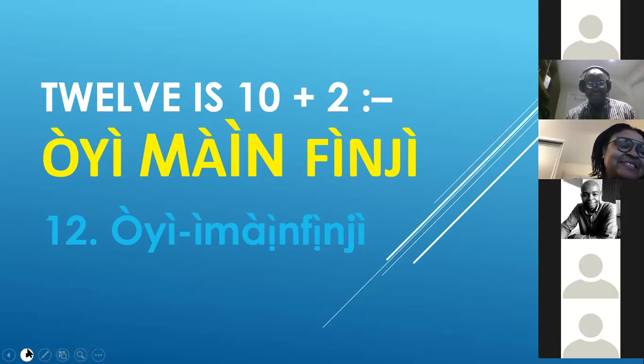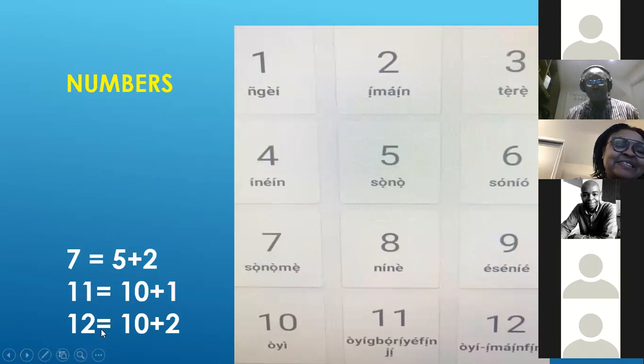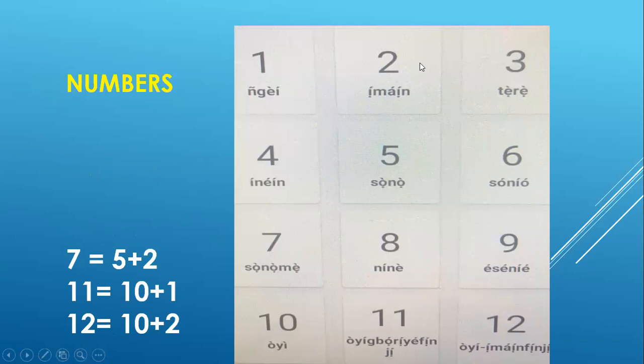Okay, let's go on. So 13, we'll come to 13. Just to look at this now, you have the 1 to 12 that we've done so far. Can we all take it together from 1 to 12? As I say 1, you say it in Okrika, and then we'll take it down to 12.